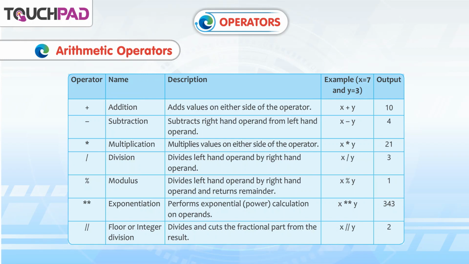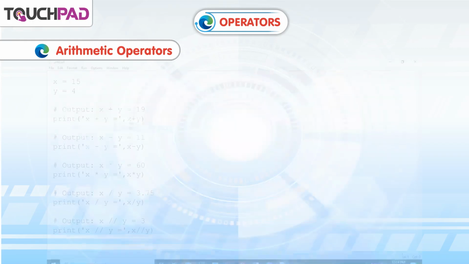Exponentiation. Performs exponential power calculation on operands. X at the power of y, 343. Floor or integer division. Divides and cuts the fractional part from the result. X integer division y, 2.